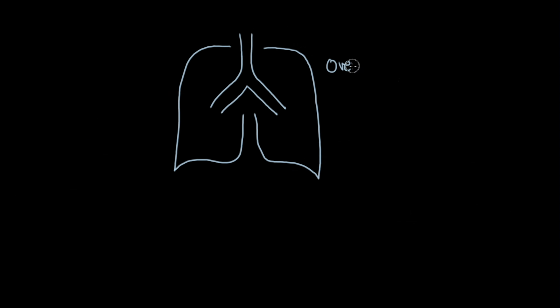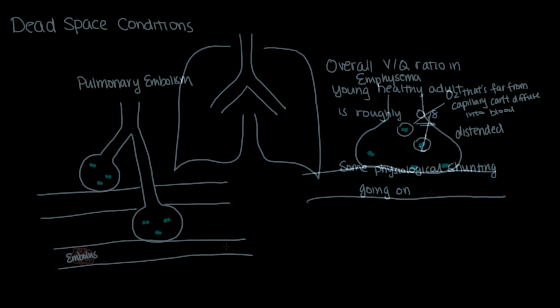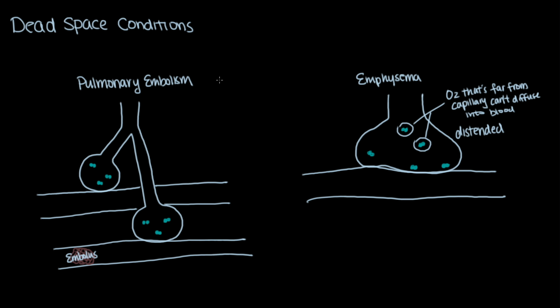With all of this being considered, the normal VQ ratio of a healthy adult is about 0.8, so there's a net effect of some shunting going on. Lastly, we'll end with some examples of diseases that lead to increased dead space or increased shunting.